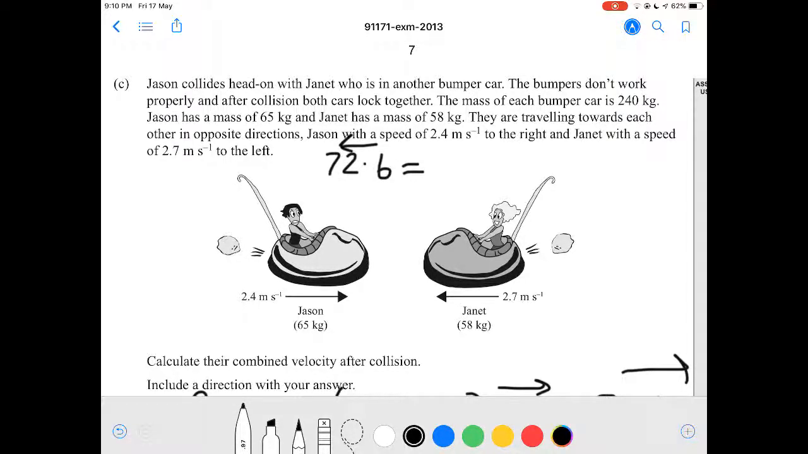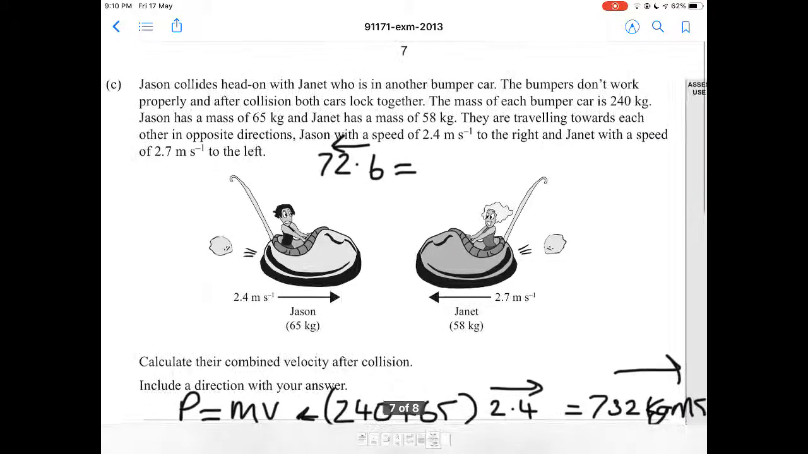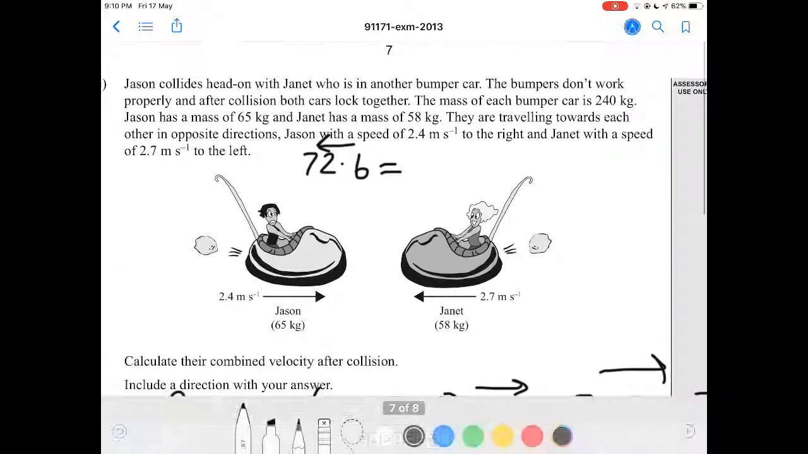So basically they're moving together, right? So like I just said, if they're moving together, we have to have a combined mass. So Janet is 298 kilograms, and Jason and the car is 305 kilograms. If we add that together, we get 603. So 72.6 acting in the left direction equals 603. You know that P equals mv, so it's a mass times an unknown velocity, okay?